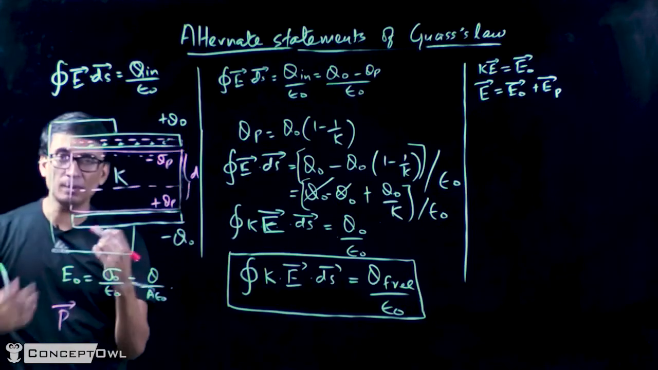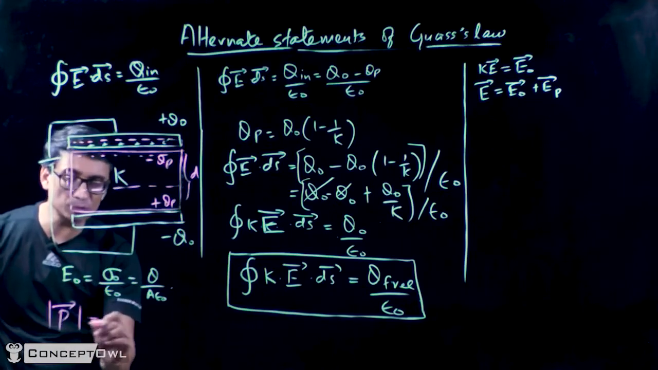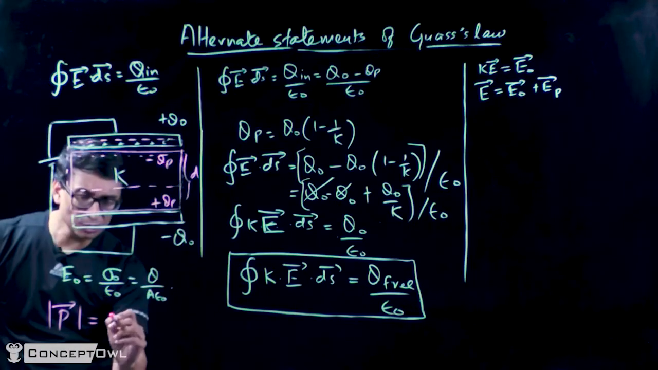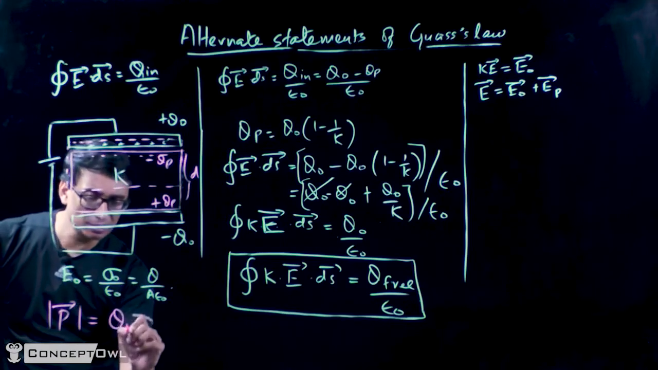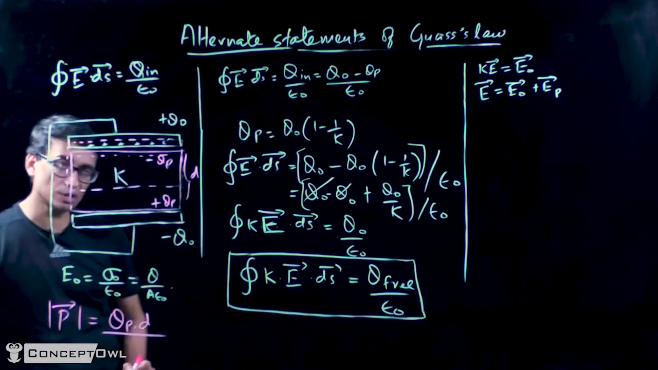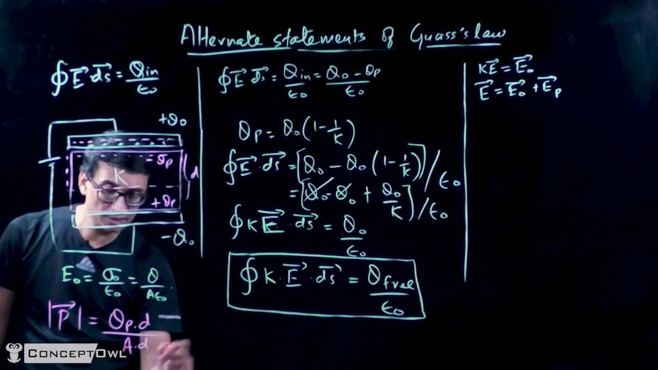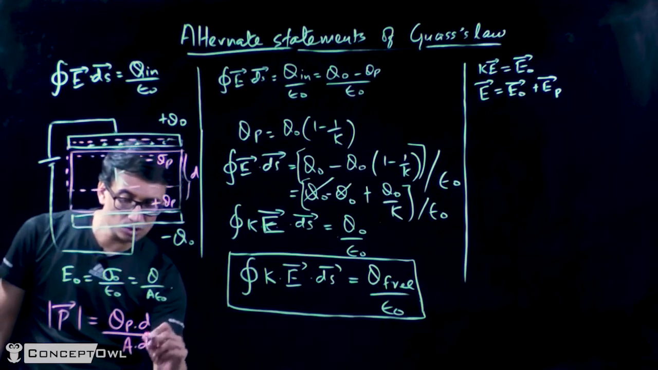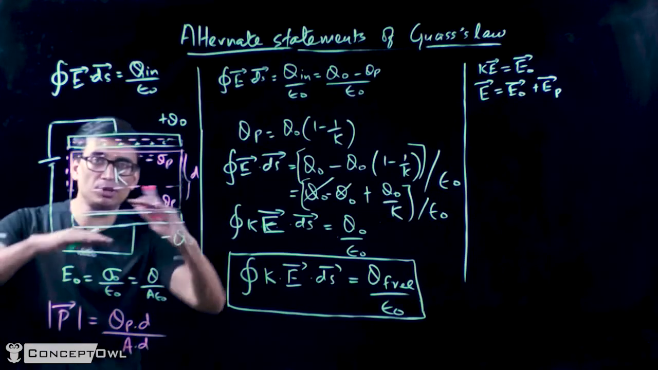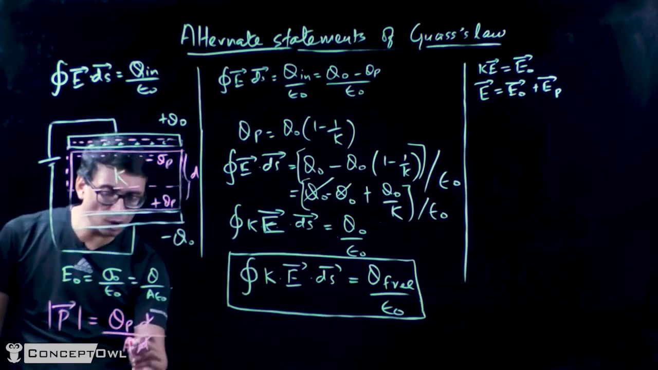But P is the dipole moment per unit volume. So if I take the magnitude, this is going to be equal to QP into D, divided by volume. What is the volume? Volume is going to be nothing but A into D. Why A into D? Because A is the area and D is the distance. So this is cancelled.